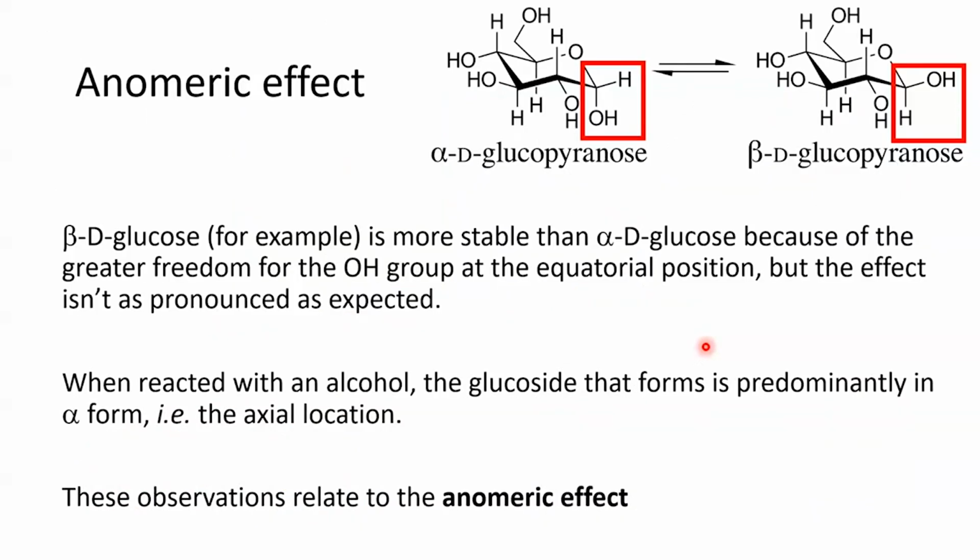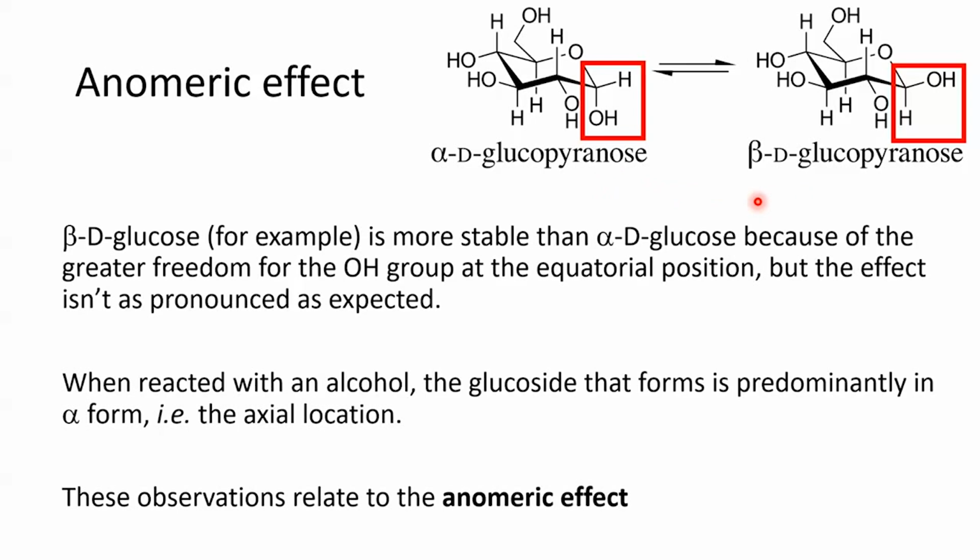This idea is also carried over when we talk about the anomeric effect in sugars. Here we have two sugars. They're in an equilibrium because they can adopt an open chain form and close again, randomizing the conformation shown in the red box. What we would expect is this beta conformation, where we have the alcohol in the equatorial position, to be more stable than the alpha version, where the alcohol is pointed downwards in the axial position. But this effect isn't as pronounced as you would expect it to be.